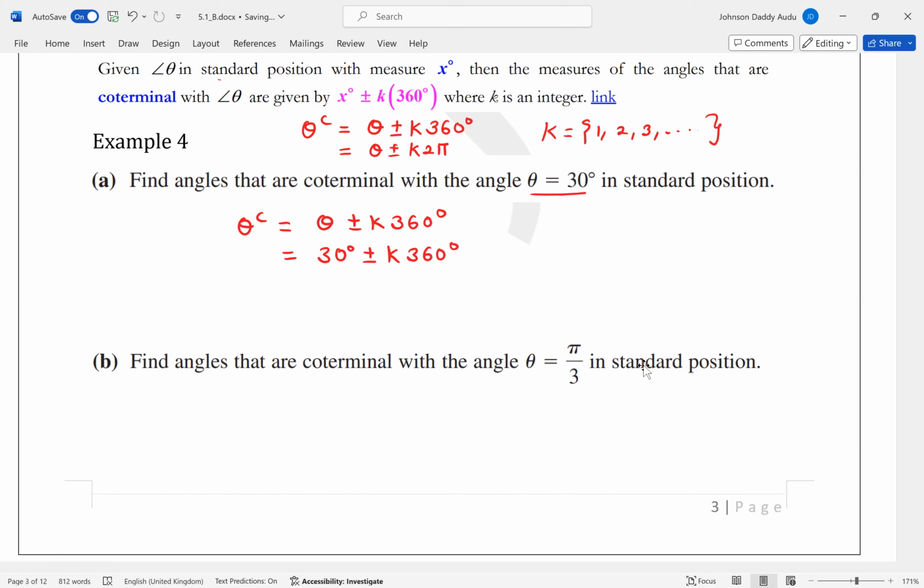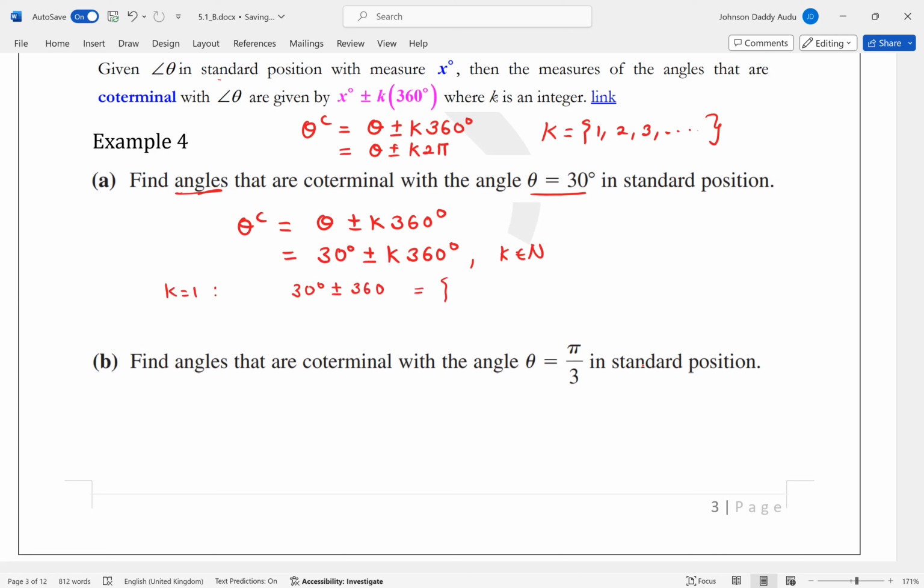So you see there are infinitely many of them. You cannot exhaust them because k here is a natural number. So that is why the question says find the angles. So you have a lot. For example, if you take k to be 1, we will have 30 degrees plus minus 360. So from here only, you will get 2 answers.